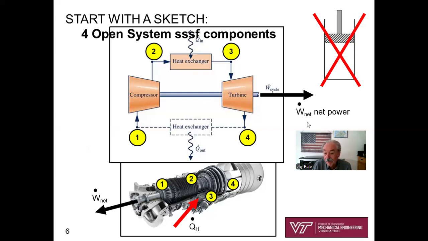And so notice here in my sketch, look how I don't have W net like we did for the Otto and diesel cycles. I've got W dot net. That's net power, not net work. These are some really important and fundamental things that you need to have a good feel for, rather than just applying formulas blindly.